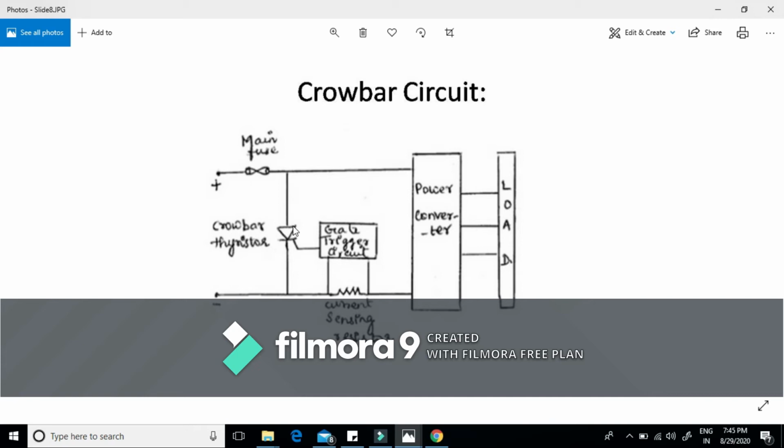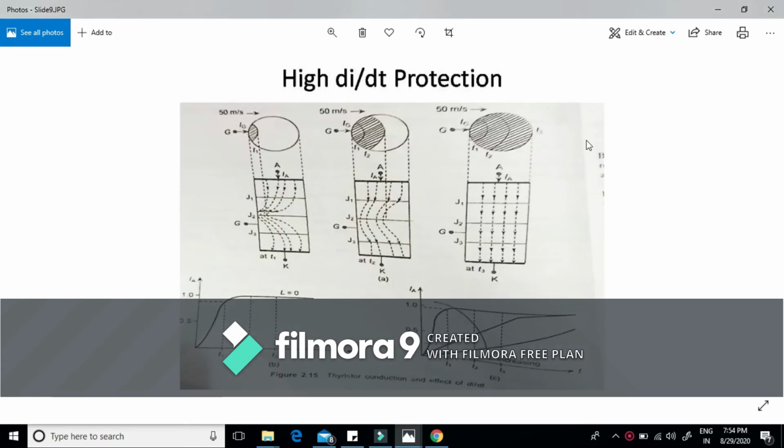Thyristor current depends upon the source voltage and its impedance. After some time, the main fuse interrupts this fault current. High di/dt protection.